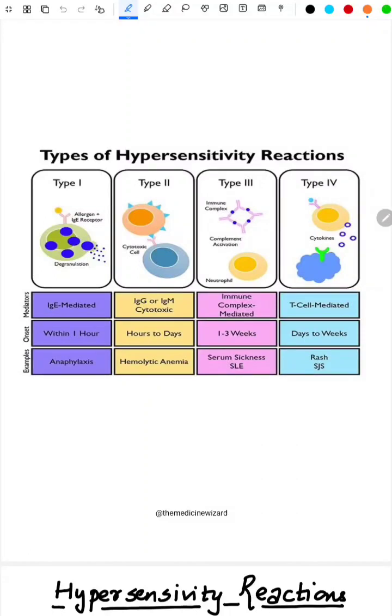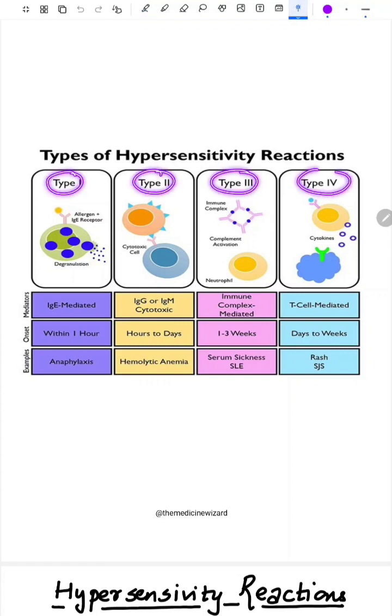So today we'll be discussing this very important topic, that is hypersensitivity reactions. But before that, just giving you a brief description, there are 4 types of hypersensitivity reactions, that is type 1, type 2, type 3 and type 4. The type 1 hypersensitivity reaction is also known as the IgE mediated hypersensitivity reaction, right? And it occurs within 1 hour.